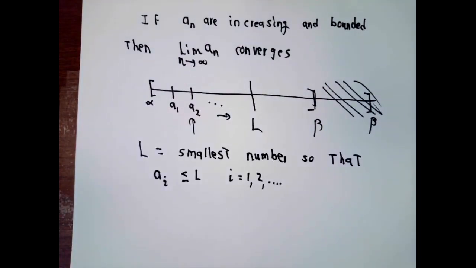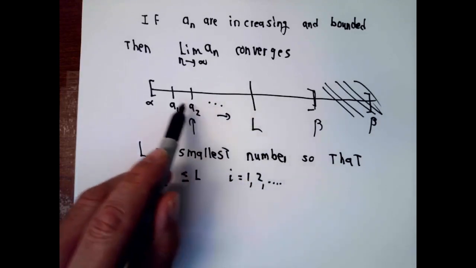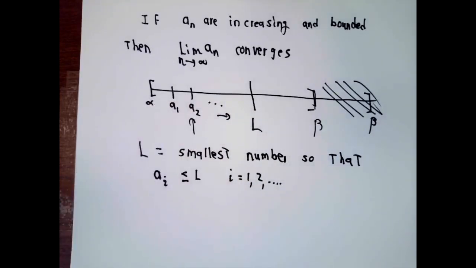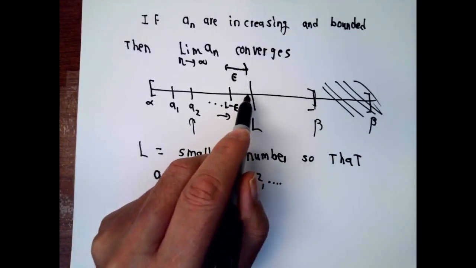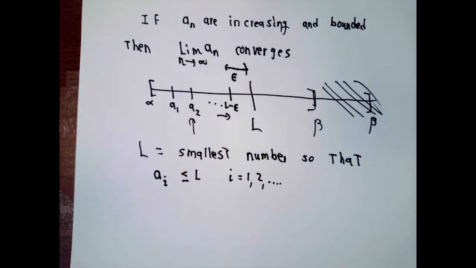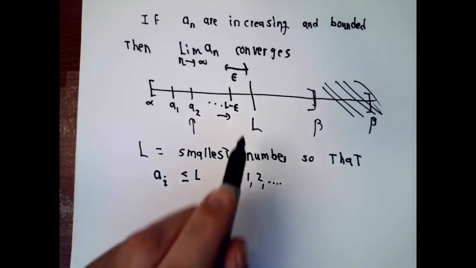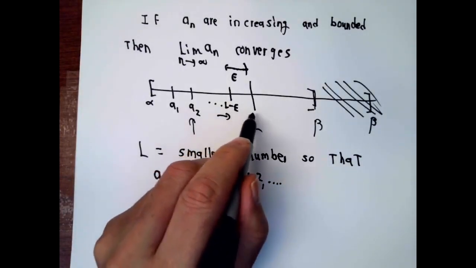L is going to be the smallest number so that all of the an numbers are either at L's location or to the left, either here or over here. Here's the key point to the argument. Select a positive number epsilon and look at L minus epsilon on the x-axis. I've been here at L and I've just backed up a distance epsilon. I claim that there have to be some of the an numbers between L minus epsilon and L.